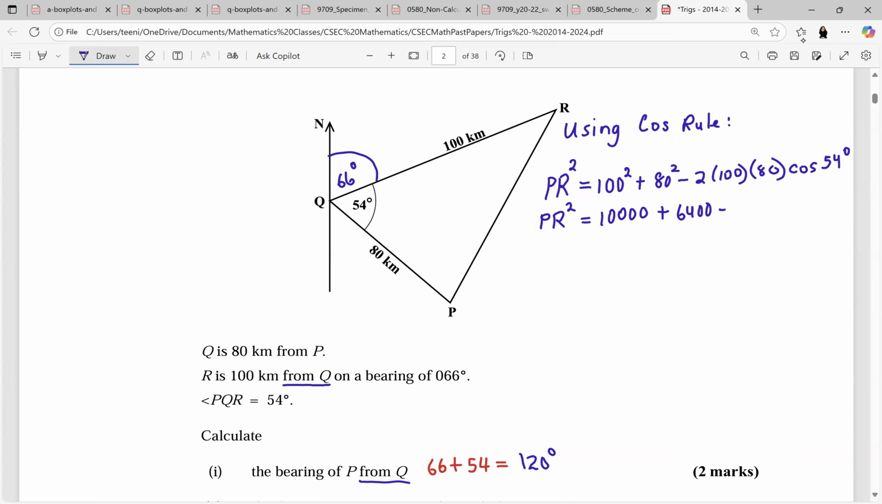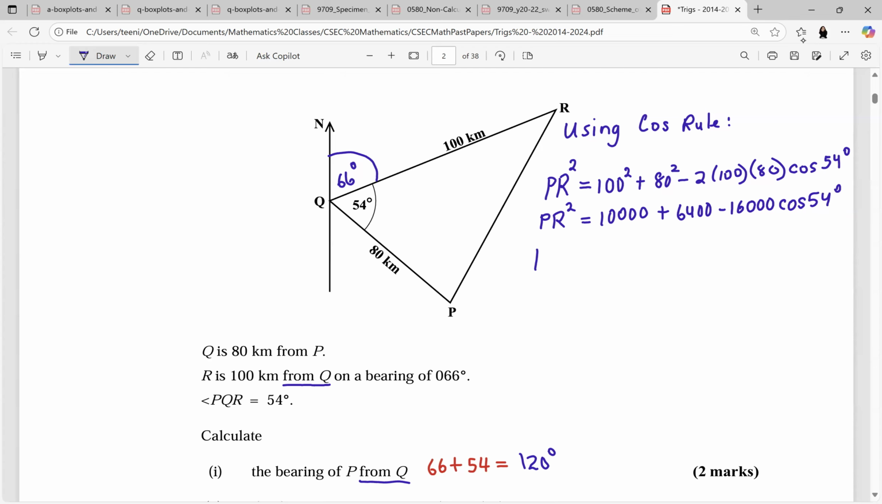That is 16,000. I feel you multiply 2 twice because it'll actually be 16,000. Yes, correct. My bad. Then times cos of 54 degrees.